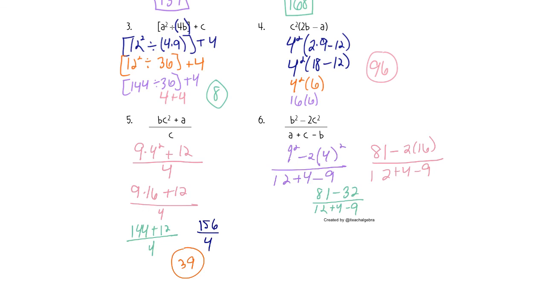We add or subtract on the top. So that's going to give us 49. Then we'll work on the bottom at the same time here. We've got 16 minus 9. Well, that's 49 over 7. 49 over 7 is 7.